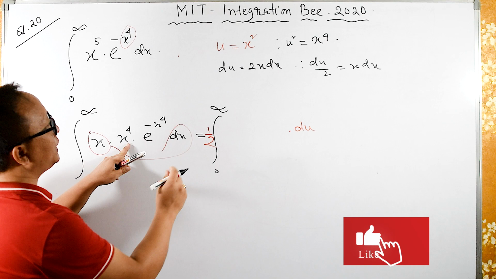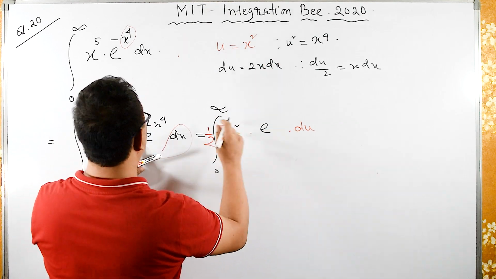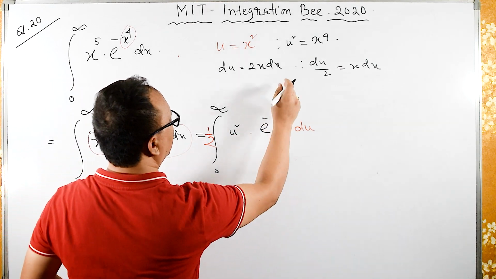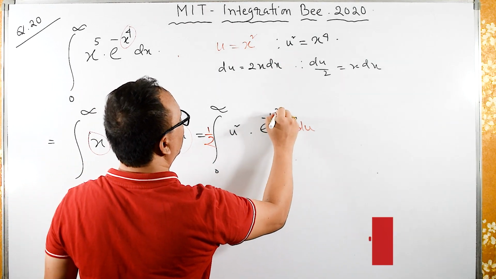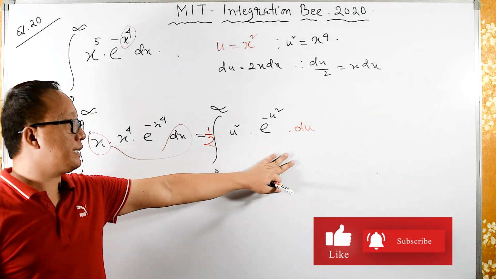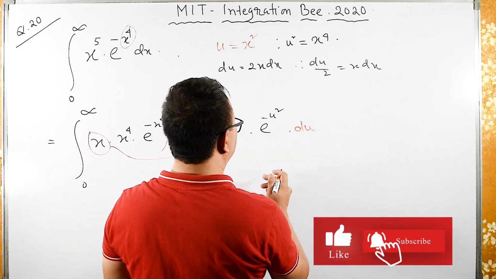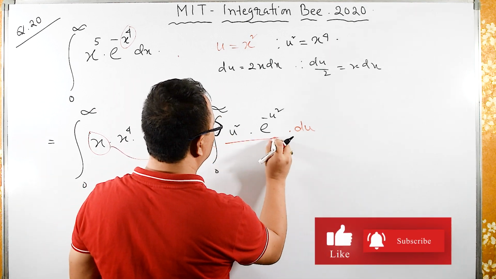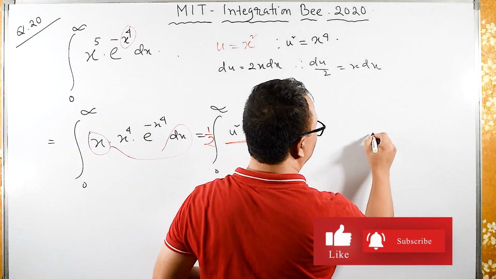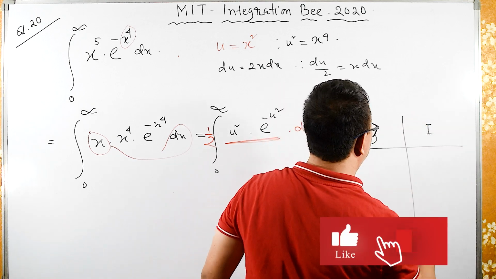Now, x raised to 4 is u square, and then e raised to minus x raised to 4 is e raised to minus u square. Here I will use integration by parts, or you can say the tabular method or DI method. Let's consider this part very carefully and apply the DI method, the differentiation integral method, over here.